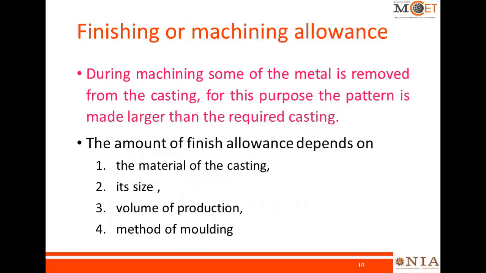Next allowance, finishing or machining allowance. So after the casting is solidified, some part of the casting requires machining, so that it can be attached to some other part. Wherever machining is required, extra material is required on the casting, and that's why the pattern is made slightly larger in those areas which require machining. And this amount of finishing allowance depends on the material of the casting, size of the casting, volume of production, method of molding.